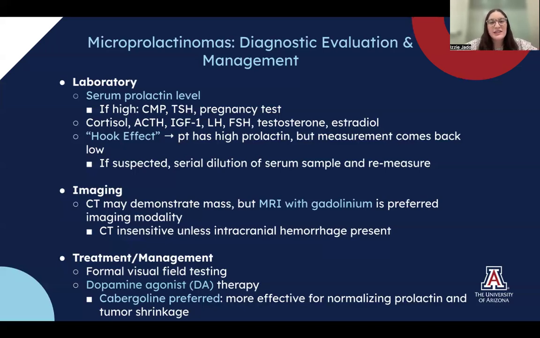Imaging: on a CT, you could see a mass, but the gold standard is MRI with gadolinium. MRI is the go-to, and CT, unless there's profuse intracranial hemorrhage, is not going to be as sensitive. And then we'll want to get them formal visual field testing, which I was reading can be done with ophthalmology, but I'm not familiar with what they do beyond what we're taught. So that's a point of investigation for us all.